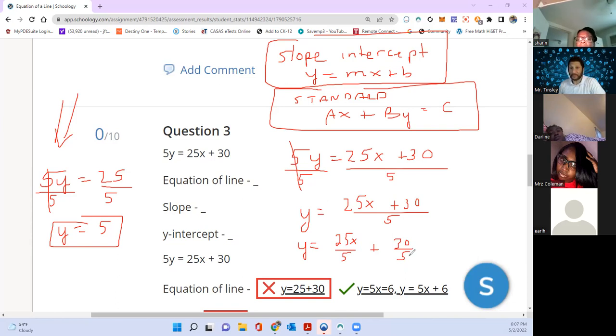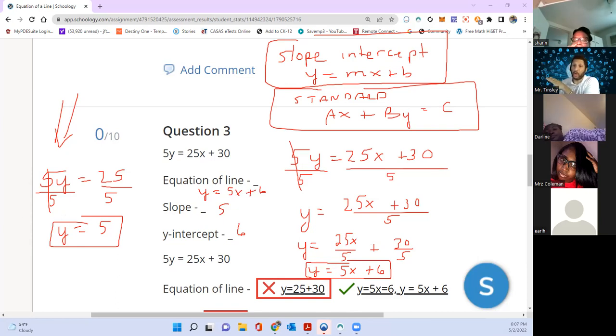Now we can do some more simplifying. 25, 5 going into 25 five times, so we get 5x. And then 5 going into 30 six times. So now y equals 5x plus 6. What's the slope? 5. And what's the y-intercept? 6.